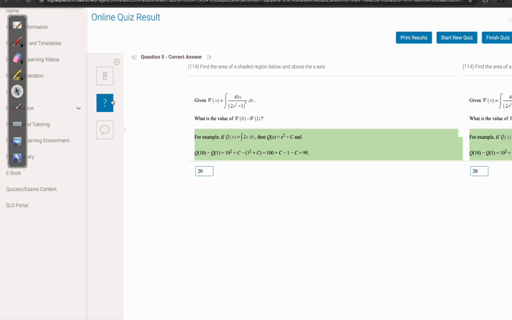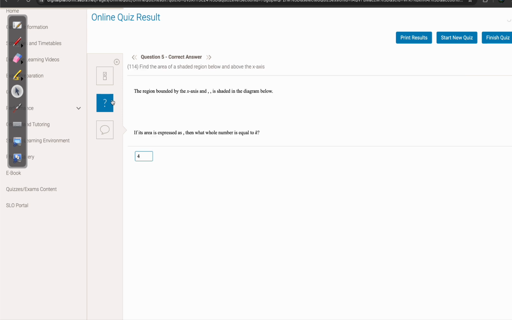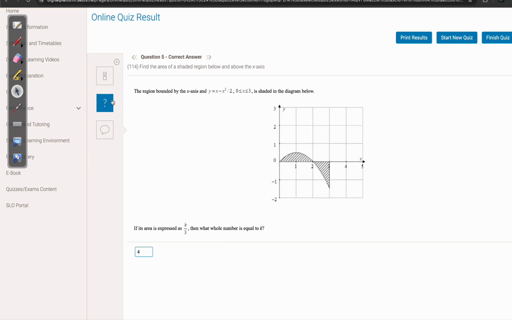Five. The region bounded by the x-axis and y is equal to x minus x squared over 2 is shaded in the diagram below. Its area is expressed by k over 3. Find k. Now look, this is a bit tricky, but it depends. Look, here there is an intersection, right? The function x minus x squared over 2 intercepts the x-axis at 2. So let's keep this in mind.